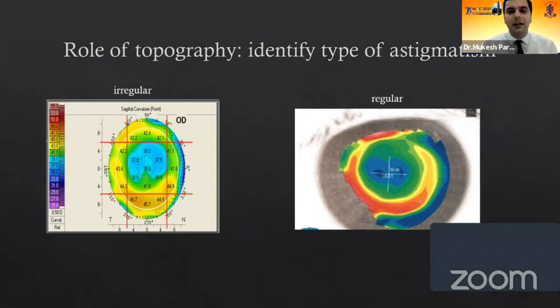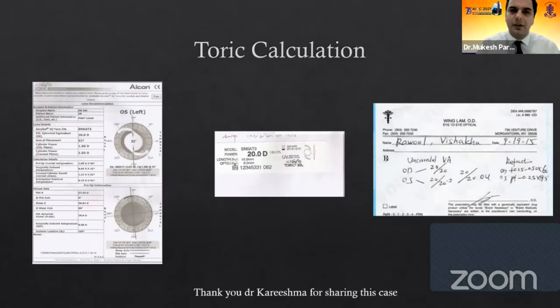Now, once you are planning a toric lens for a patient who has come to your clinic and you do not have any topographer, even a Placido disc system would help us find out whether the patient has regular or irregular astigmatism. Regular astigmatisms have wonderful outcomes. Irregular astigmatisms have compromised outcomes. It's not that you cannot use them at all, but the outcomes cannot be promised, and can be compromised.